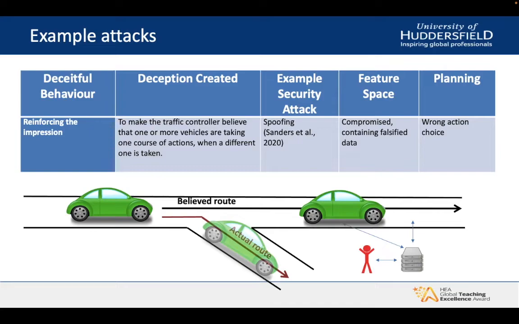Then we've got reinforcing the position. So this one, we're looking at spoofing here, where we're wanting to make the traffic controller believe that one or more vehicles are taking a course of action when a different one is actually taken. So we want the controller to believe that we're on this route where actually we're taking another one. So we're wanting to hide from the controller here and travel without them knowing where we actually are.